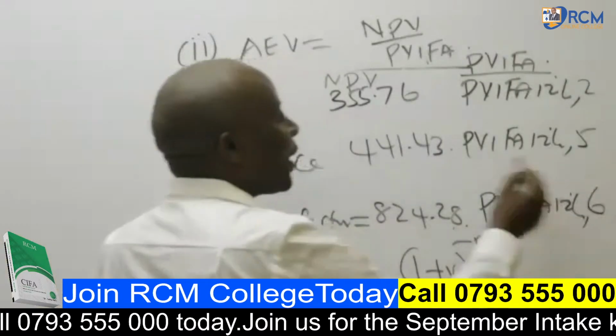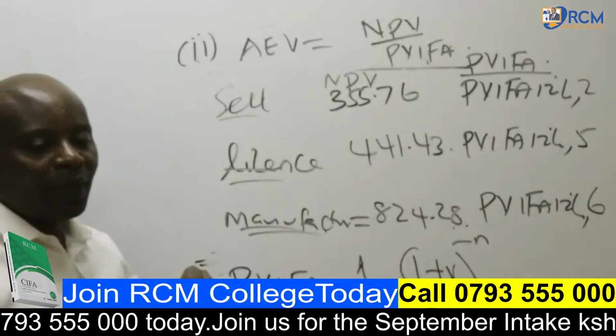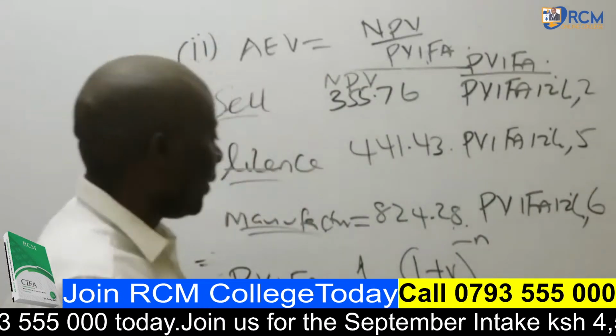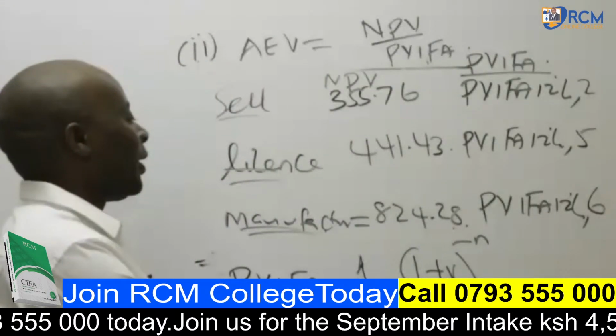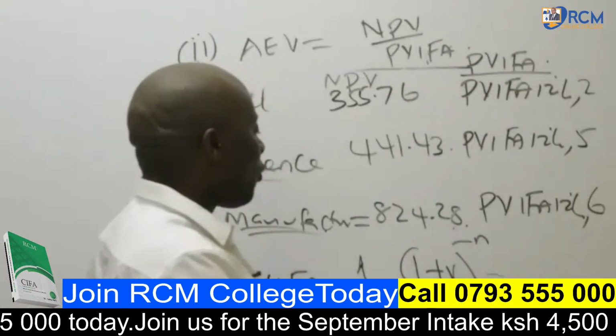So now your work tonight is to calculate these 3 PV-FAs. You calculate the PV-FAs. So tunaanza na ya kwanza. Abracadabra, ya kwanza ni 12%.